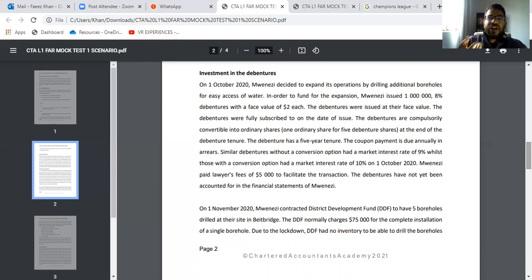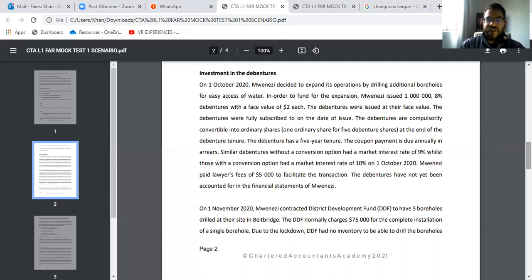Remember, the coupon rate is the agreed upon rate between Wenezi and the holders of the debentures. So basically the investors, whoever purchased the debentures, they are the holders. The 8% is your coupon rate, which is the agreed upon rate between Wenezi, the issuer, and the investors, the holders. So the interest that Wenezi would be paying to the holders would be 8% on face value. Remember, the payment is always face value multiplied by the agreed upon rate. The agreed upon rate is your coupon rate. So your annual interest payment is 2 million times 8%. Face value times coupon rate.